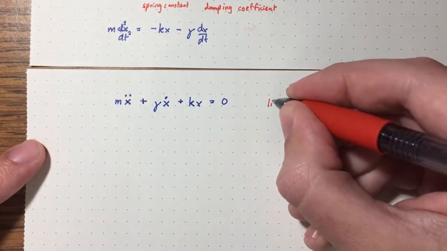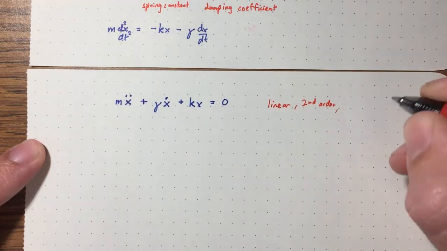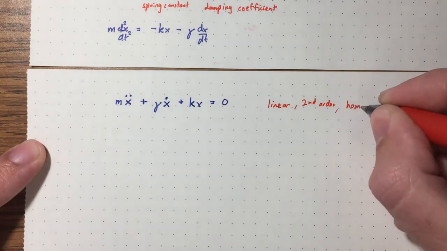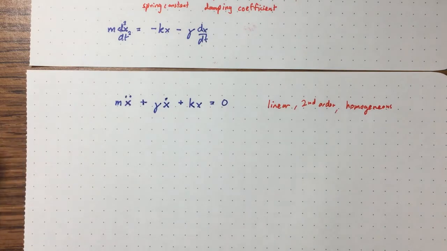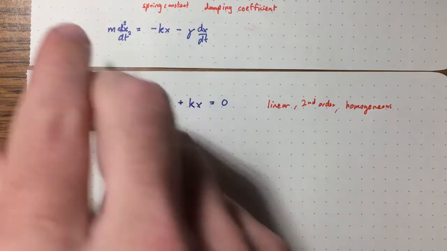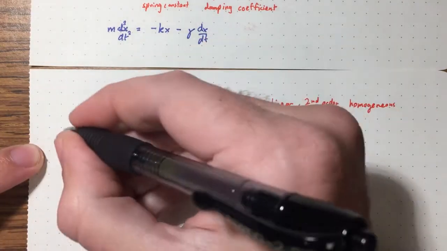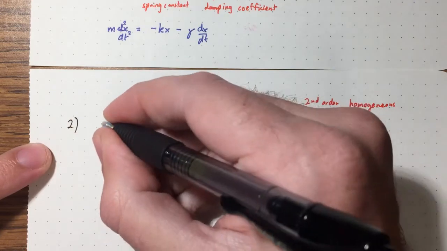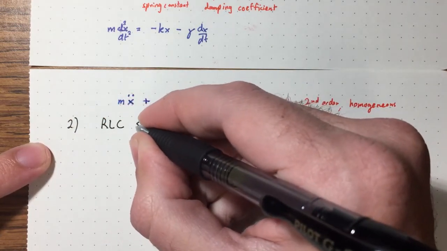And this is again linear, second order, and homogeneous, since you have 0. Great. So that's our first example. We'll talk about how to solve this in great detail, but for now I just want to give the differential equation. Our second example, I'll try to go through this one quickly. This is the RLC series circuit.